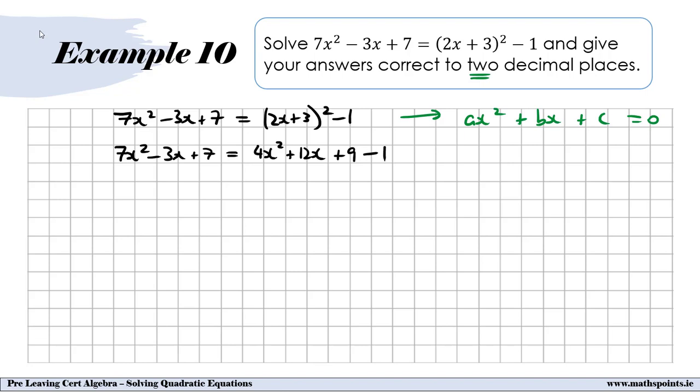I'm going to collect all of the terms on the left hand side, so I have 7x squared. To get rid of the 4x squared from the right hand side, I'm going to minus the 4x squared from both sides. I have a minus 3x on the left.